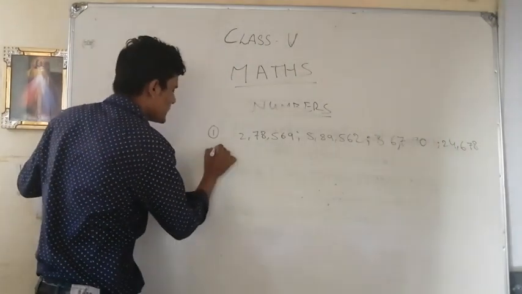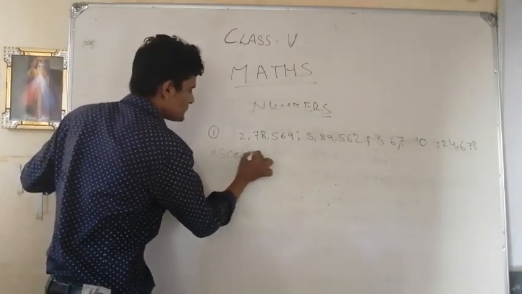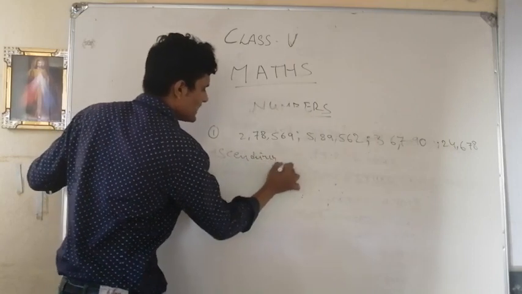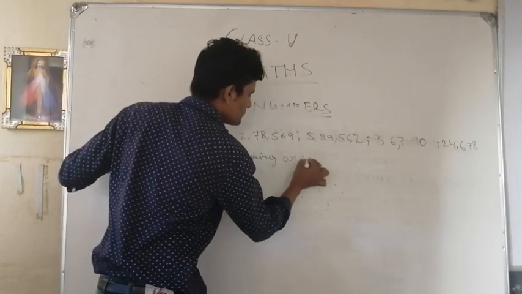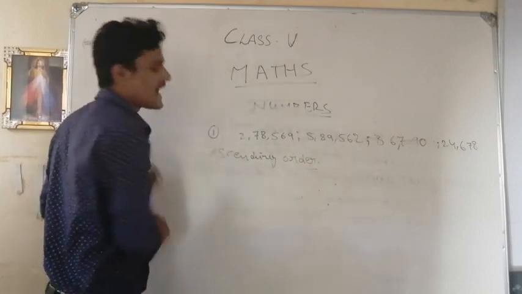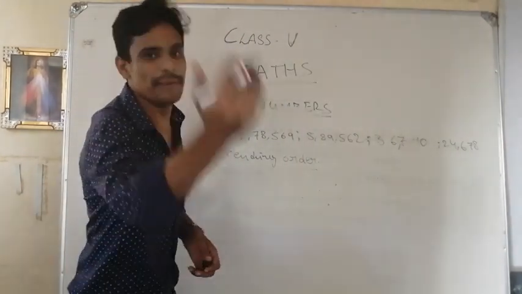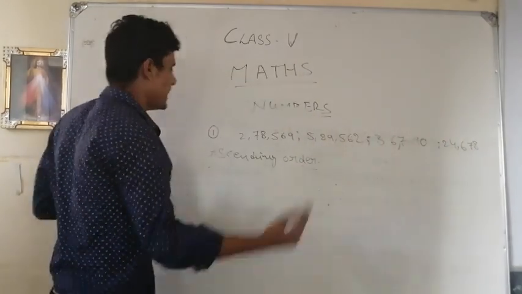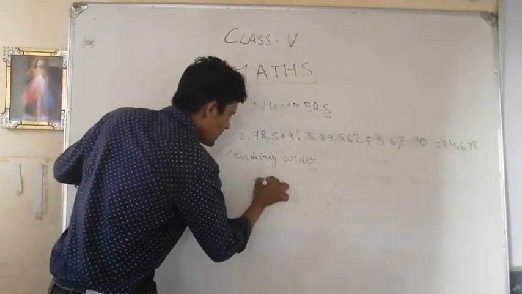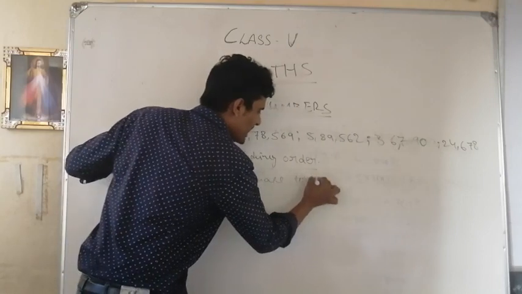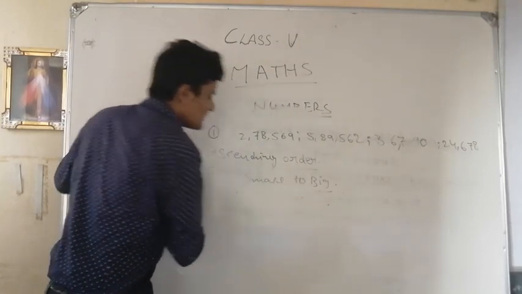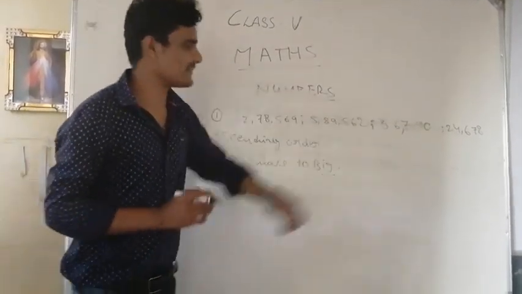So now I have to write the ascending order. I already told you, ascending order means small to big. Small to big. Look at here. How do we write the numbers from small to big?